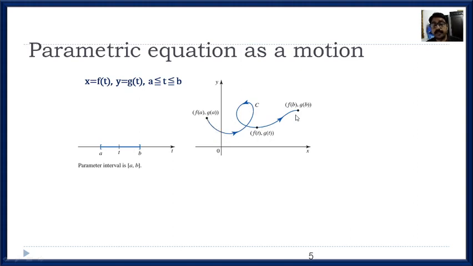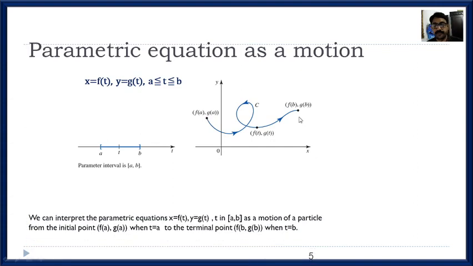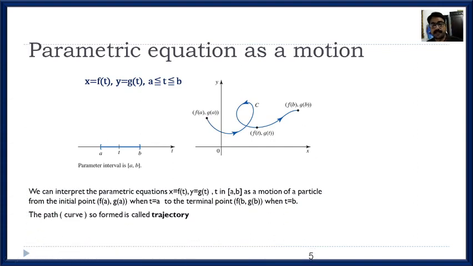So this can be considered as a path traced by a moving object, starting from (f(a), g(a)) corresponding to t equal to a, and finally going like this, and finally reach at (f(b), g(b)), which is the point corresponding to b. We call this point the terminal point, and this is called the initial point. So the graph represented by x is equal to f(t), y is equal to g(t) can be considered as the path traced by a moving object. And such a curve, the path traced by a moving object, we sometimes call a trajectory. Trajectory is nothing but a curve traced by a moving body in a plane.